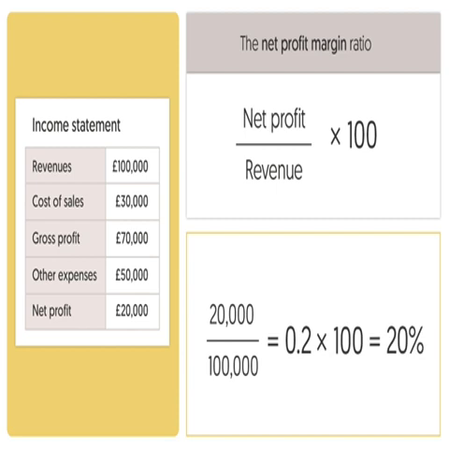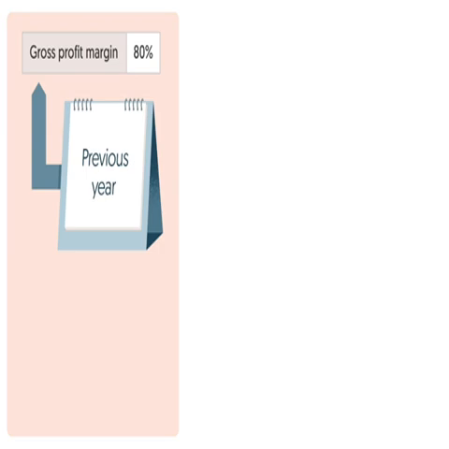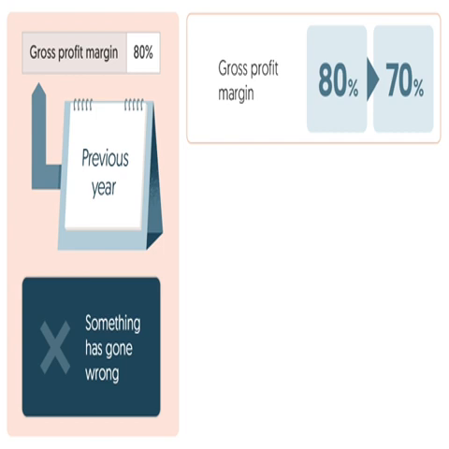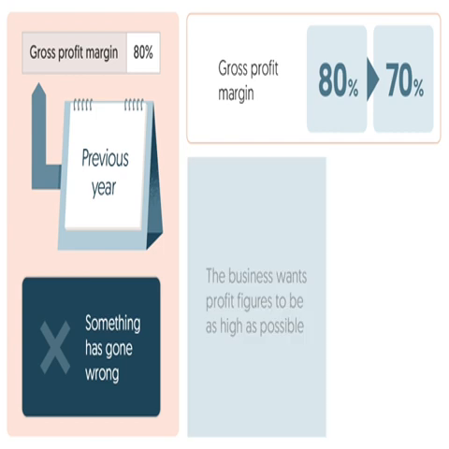So, if in the previous year the business had a gross profit margin of 80%, this would mean something has gone wrong. Their margin has gone from 80% to 70%. And this is a problem as the business wants profit figures to be as high as possible.